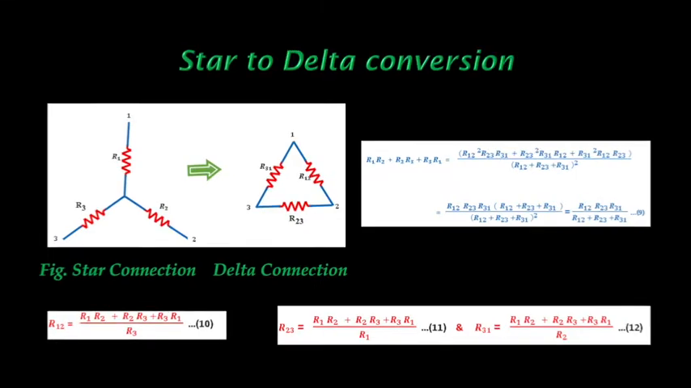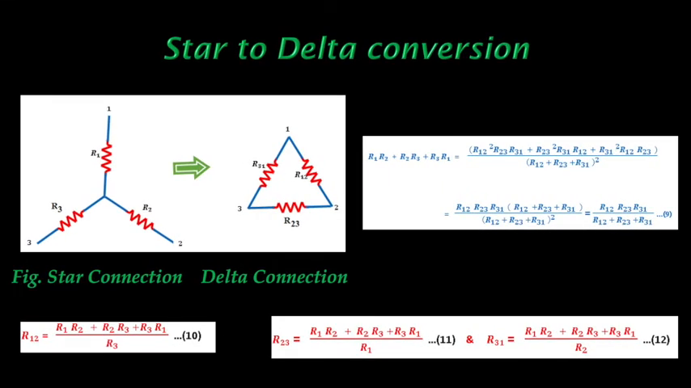Next is star to delta conversion. From equations 5, 6 and 7, we get this equation: R1 into R2 plus R2 into R3 plus R3 into R1 equal to this value. From this equation, we calculate R1R2 plus R2R3 plus R3R1 divided by the total resistance. So this is equation 9.